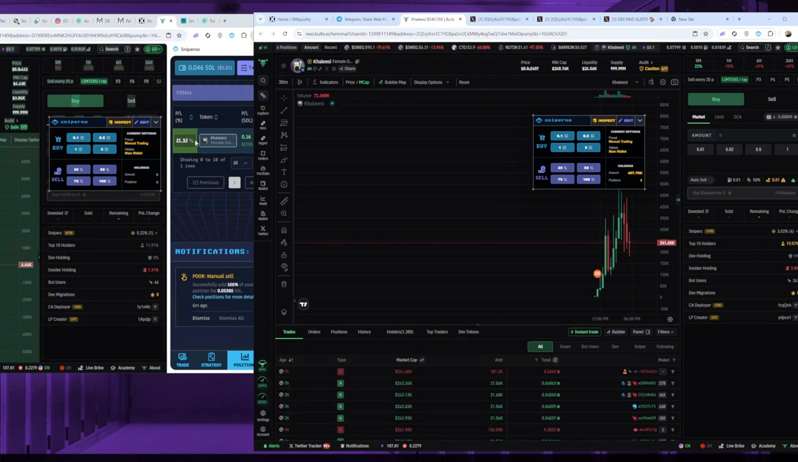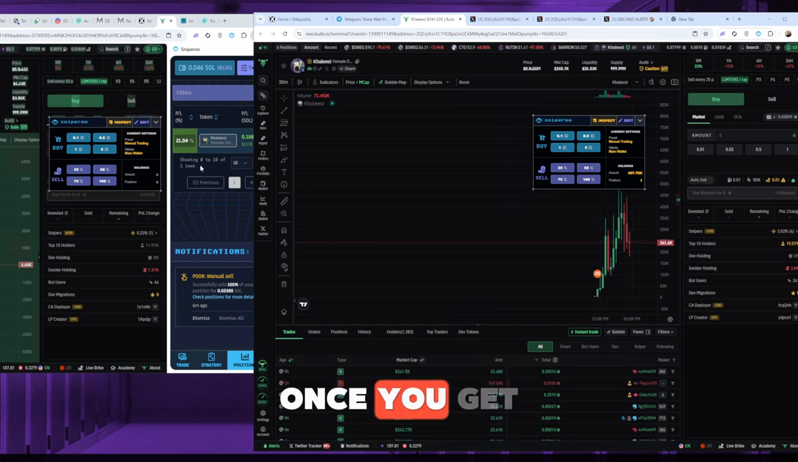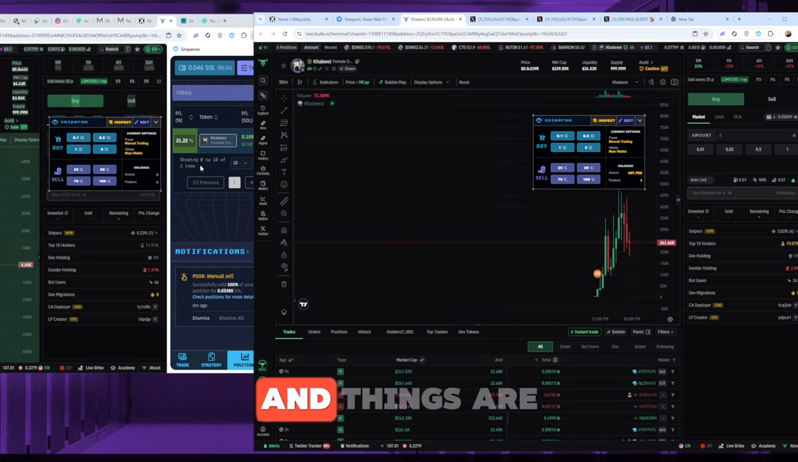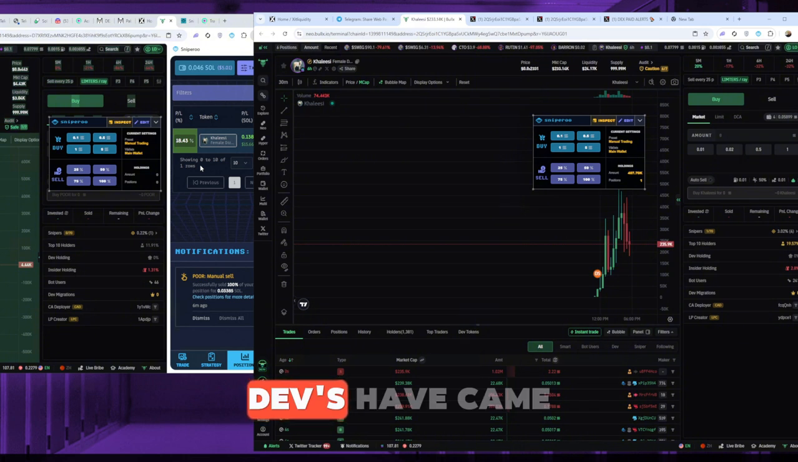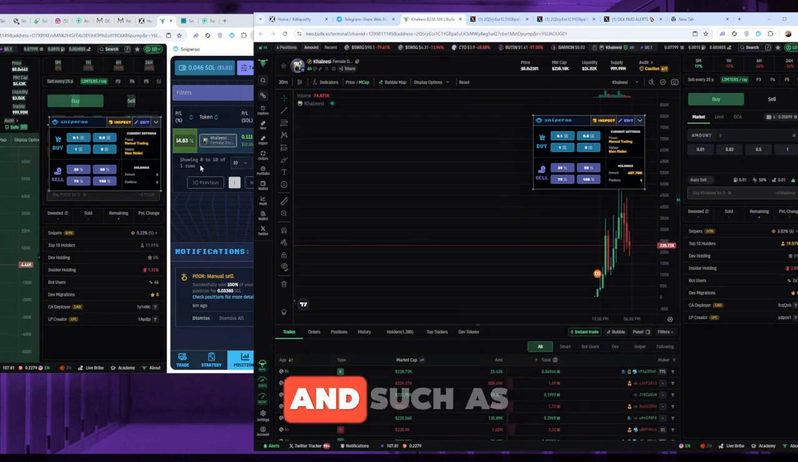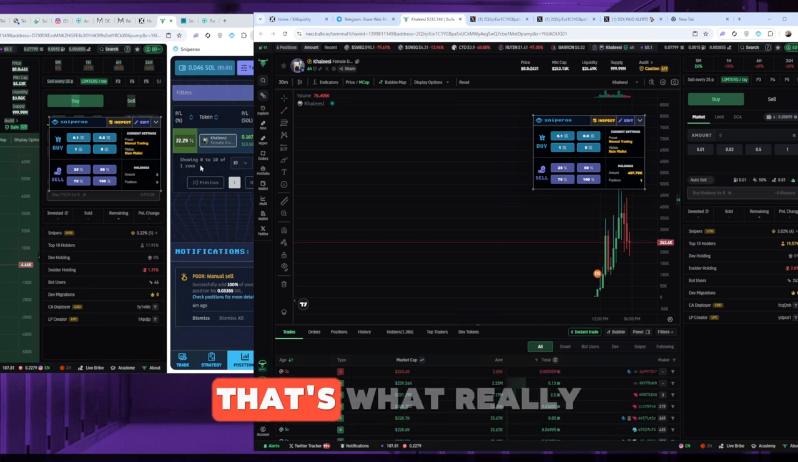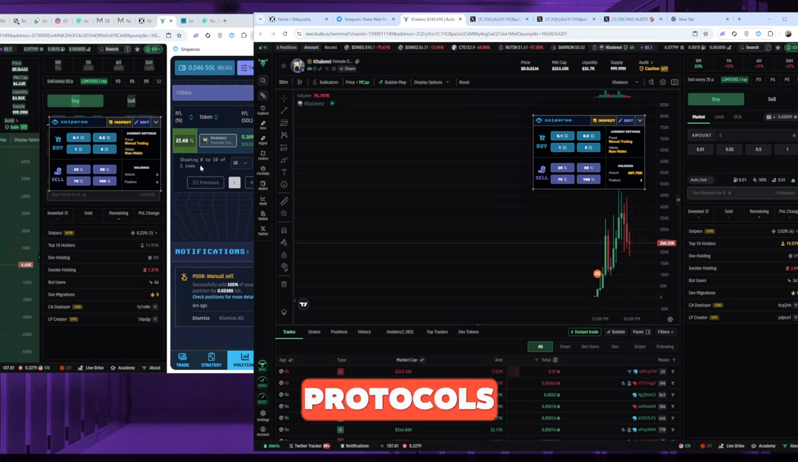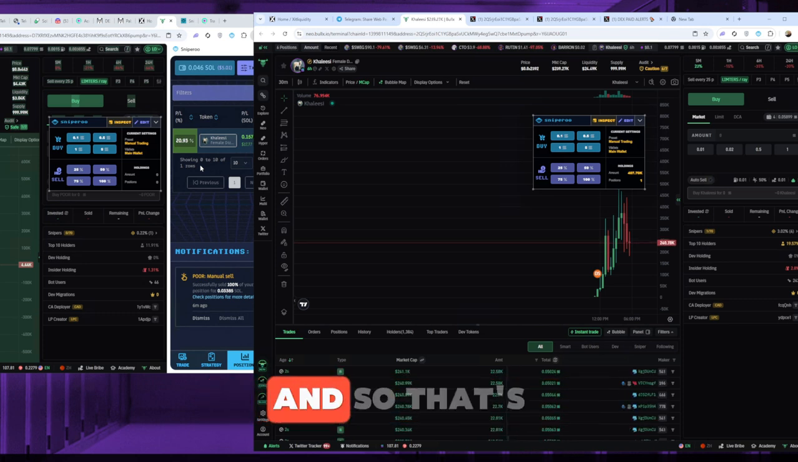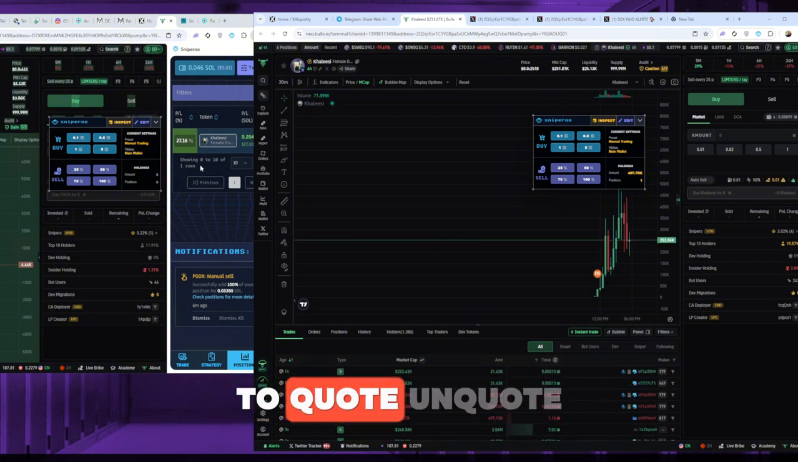My mouse is circling. So the sky's the limit on these things, but it allows you to understand your leverage when you're going on a system. Once you get past a certain amount of market cap and things are not as bundled, you get to see the transparency of what the DeFi devs have come up with, such as the good folks at Neo Bullocks, and some of the API coders that are helping us raise this Solana floor. That's what really comes down to it, because Solana is in a drought. So in order to do that, you have to come up with protocols to be able to make substantial gains. And so that's why I created exit liquidity, so that everyone has a fair advantage to make even profits, even without having to, quote unquote, bundle.